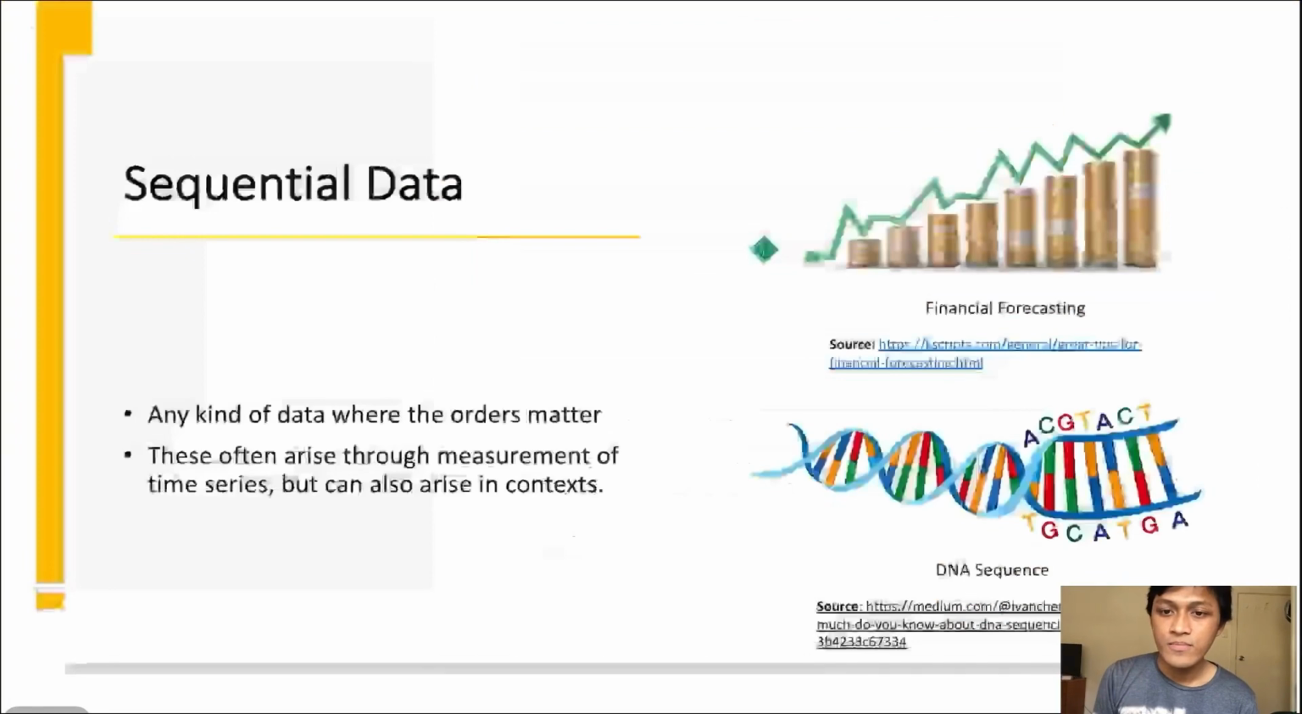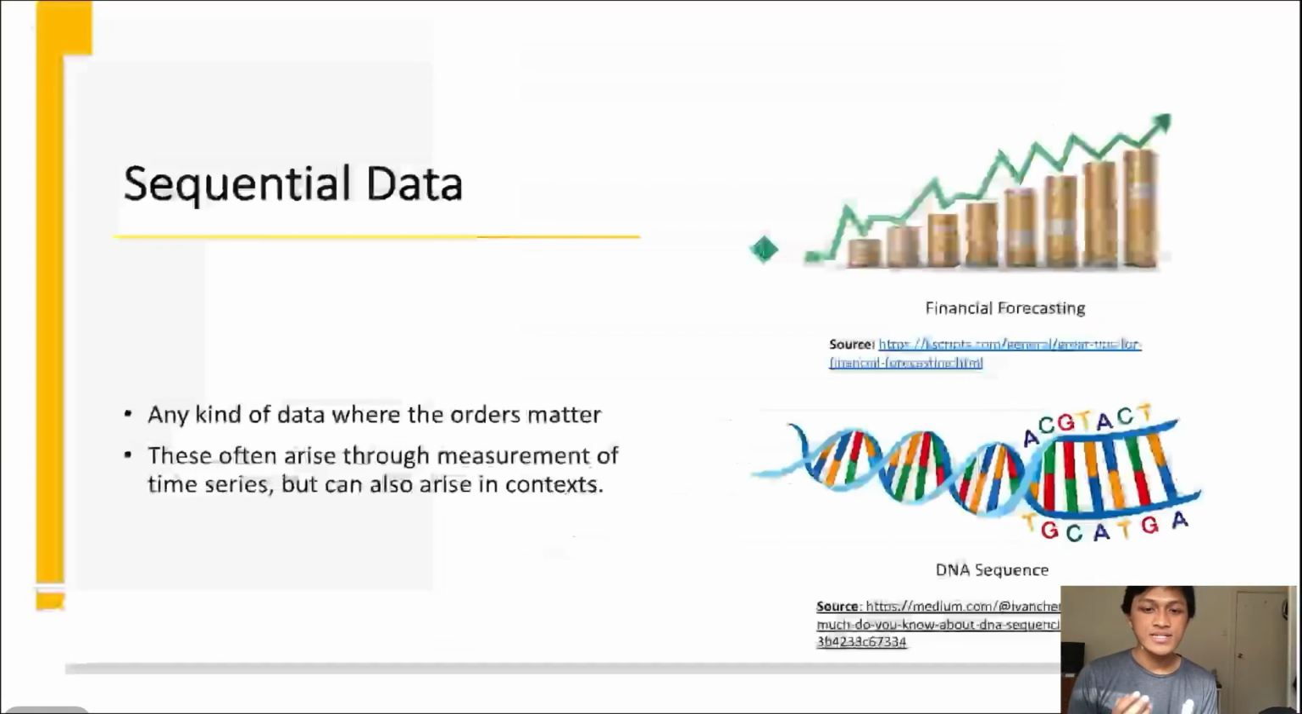So now we are talking about the sequential data first. Sequential data is data where the order matters, and this often arises through the measurement of time series, such as predicting rainfall, exchange rates or financial forecasting. But it also arises in other contexts, such as DNA sequences and speech recognition.